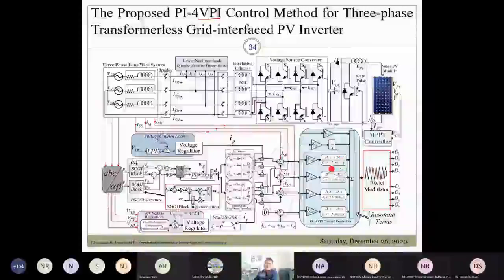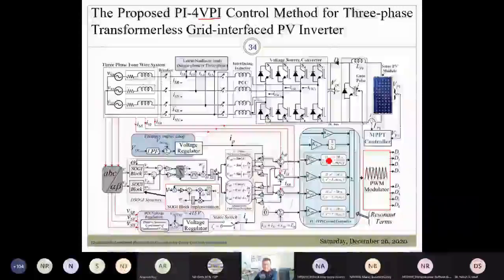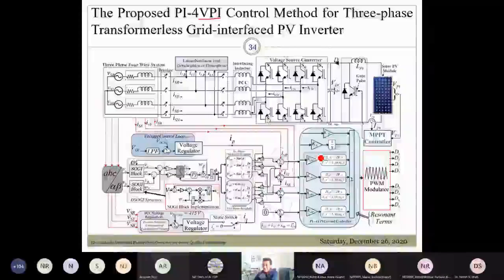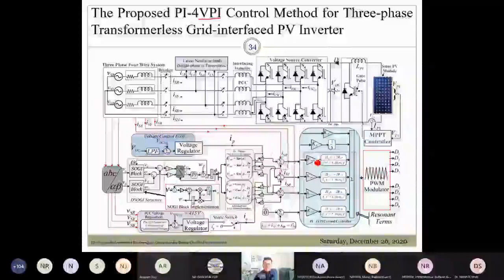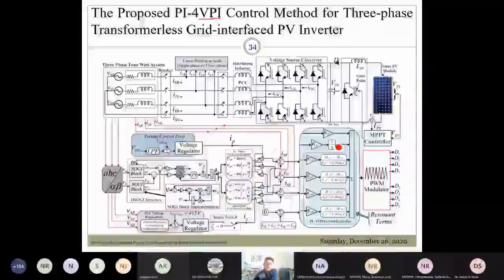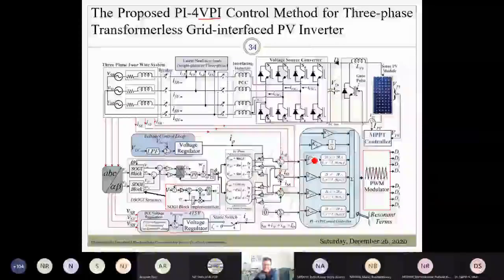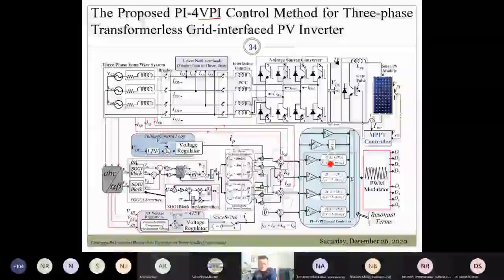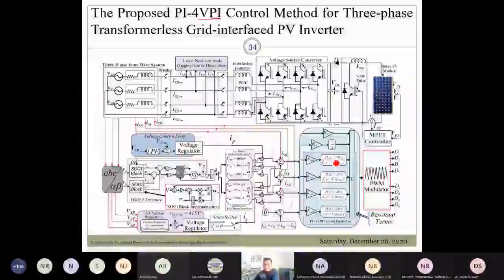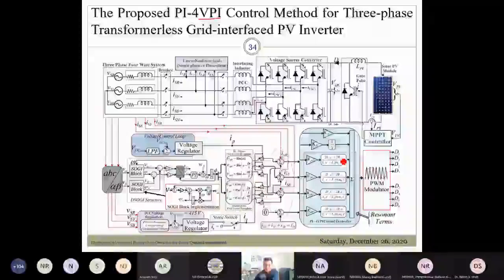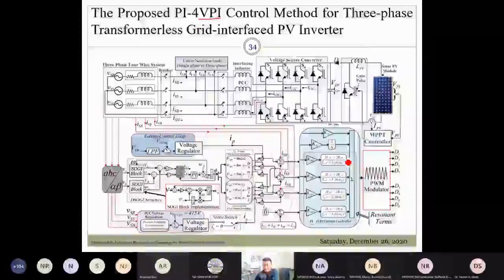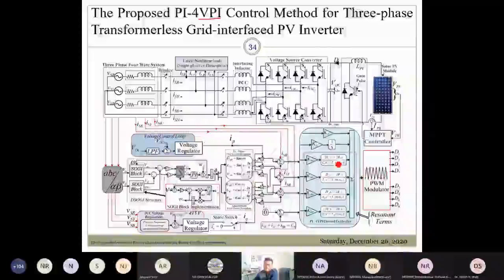But the problem with the PR controller is that its accuracy is affected when there is a change in the input frequency. So it is safe to say that the nominal line frequency, which is 50 hertz, is not always constant, and it may drift from its nominal line value of 50 hertz. So when there are frequency excursions, the performance of this PR controller is adversely affected, which is not desirable.